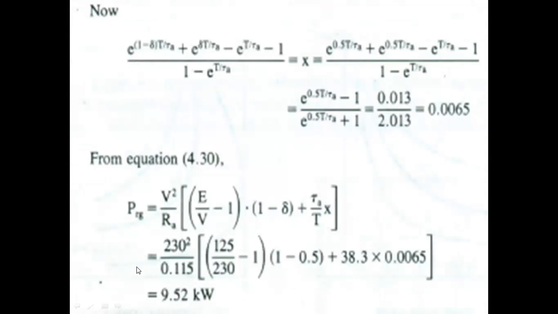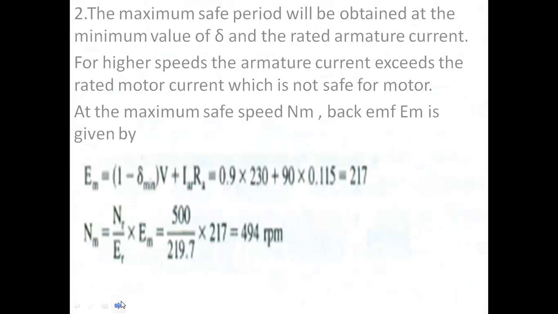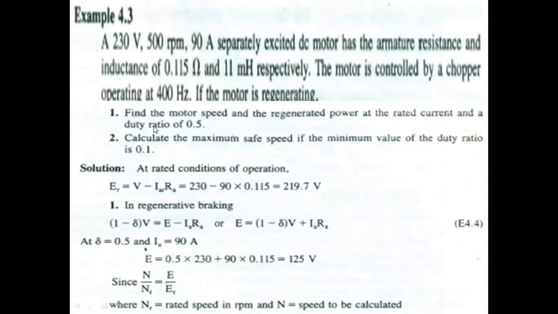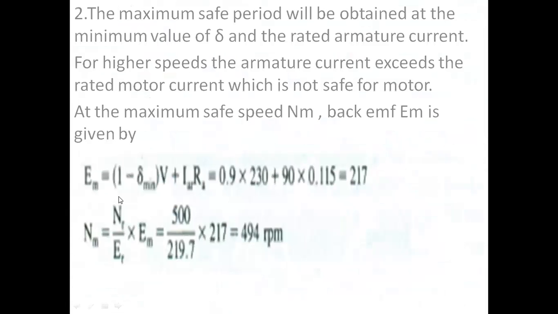Okay, next, series motors. Sorry, second bit is there. First bit is over, regenerated power and motor speed. Second bit, calculate the maximum safe speed if the maximum value of duty ratio is 0.1. So what is the safe speed up to which we can go with the duty ratio of 0.1? Now we have to calculate that speed.